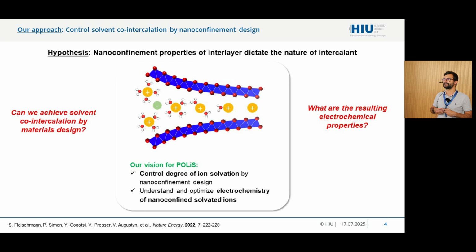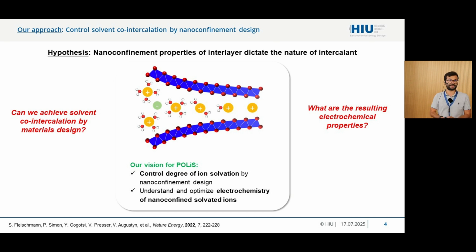The question that I ask myself and that my group is really interested in is: can we achieve solvent co-intercalation not by electrolyte design, but by electrode material design? The core hypothesis that drives our research is that the properties of the nanoconfining interlayer space between the layers of the electrode material can dictate whether we have solvent co-intercalation or desolvated ion intercalation. This is our vision: to control the degree of ion solvation by designing this nanoconfining space.